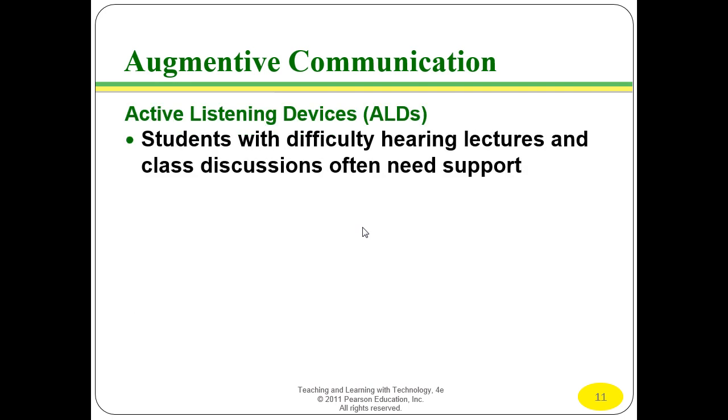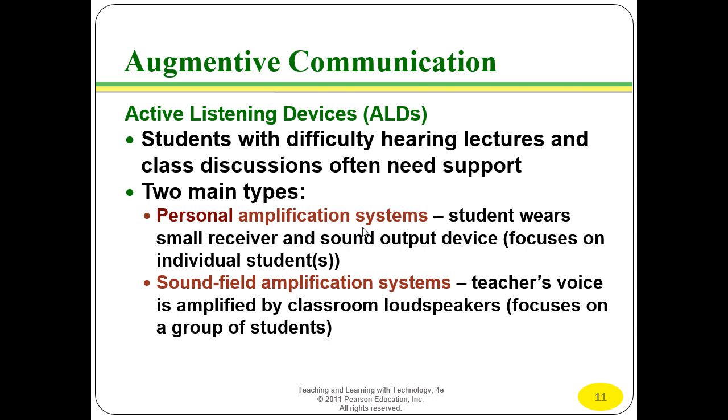We also have what are called ALDs, or active listening devices. Students who have difficulty hearing lectures and class discussion often need some kind of support to help to augment that listening or hearing deficiency. Got two major types of active listening devices. First of all, is a personal amplification system. The student will wear a small receiver and sound output device, and it focuses on individual students. And so the student will have some speakers or headphones, and a microphone will pick everything up, and then it goes to the headphones.